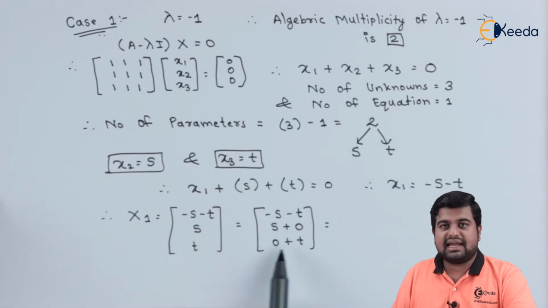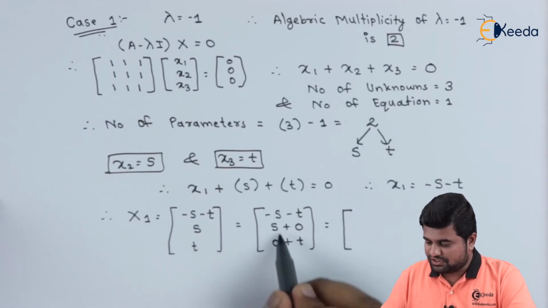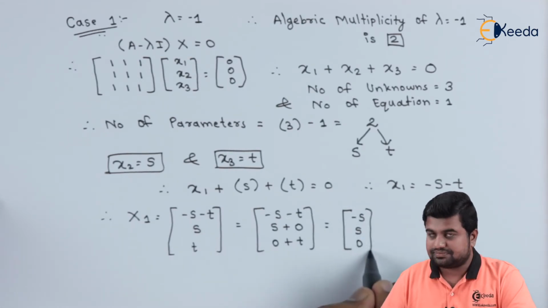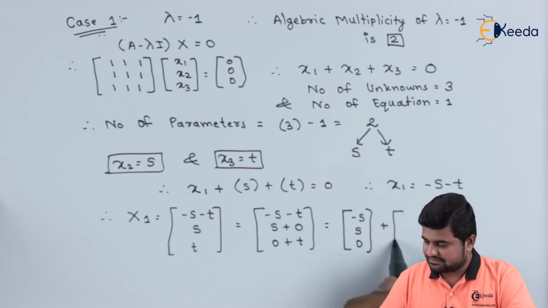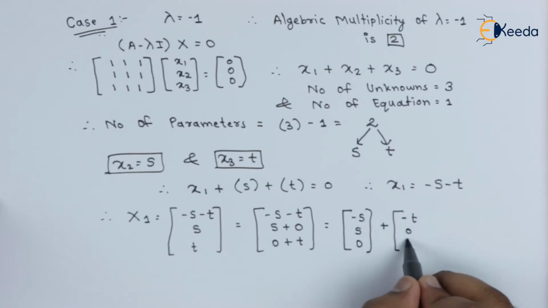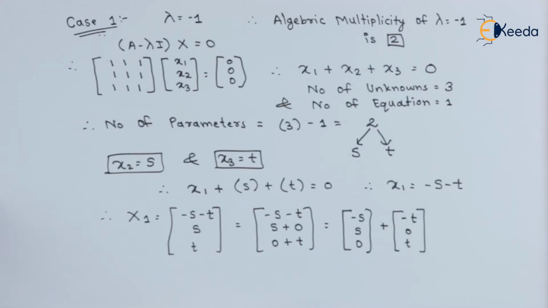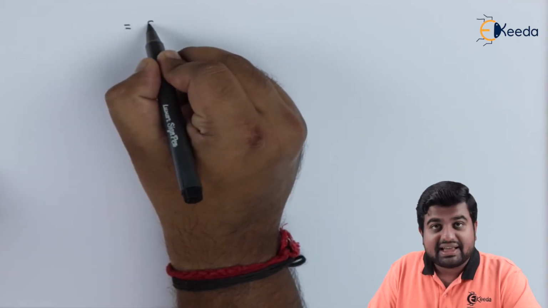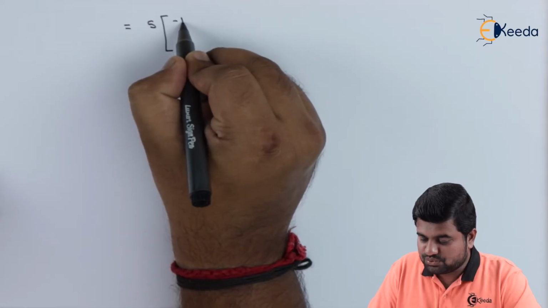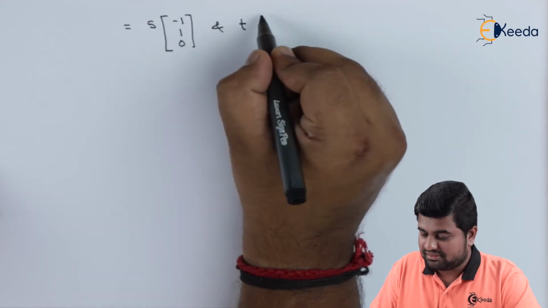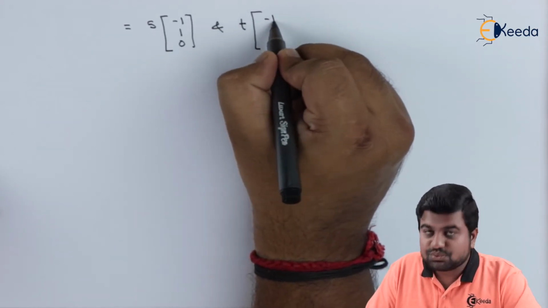Now you can see this is the addition of two vectors. First column separately I'll write down minus s, s and 0, plus this second column, which is minus t, 0 and t, I will write down. Now I am going to take s common and t common and put the values of s and t as 1, and we'll see what we get. We have s common, so I am going to have minus 1, 1, 0, and if we have t common, I am going to have minus 1, 0, 1.